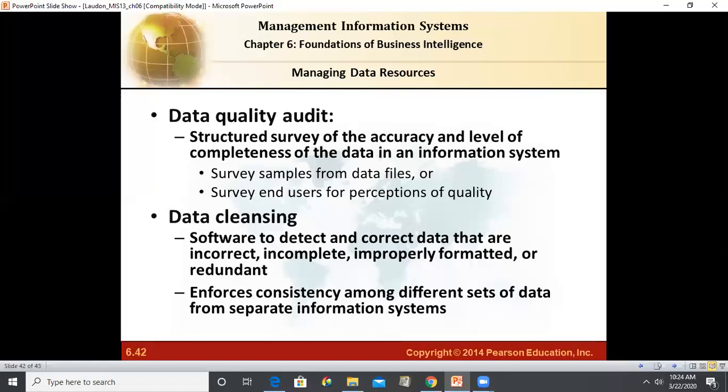Here we also have quality audit, which is a structured survey of the accuracy and level of completeness of the data in an information system. This is usually done by surveying samples from data files or surveying end users for their perceptions of the quality. What is data cleansing? Another term for that is data scrubbing. You need to enforce consistency among different sets of data, and detect and correct data that are incorrect, incomplete, improperly formatted, or redundant. So you are scrubbing, or data cleansing.